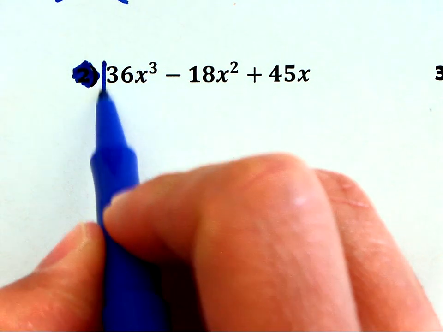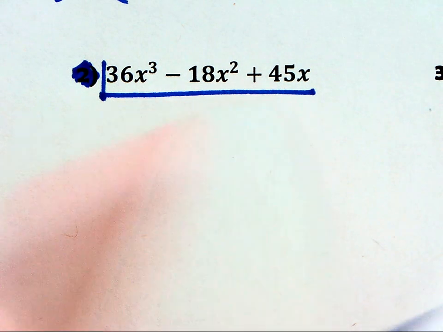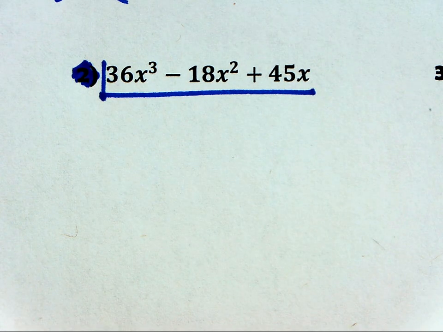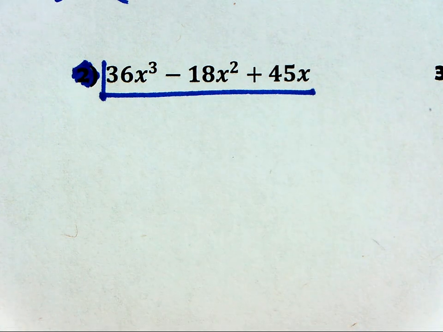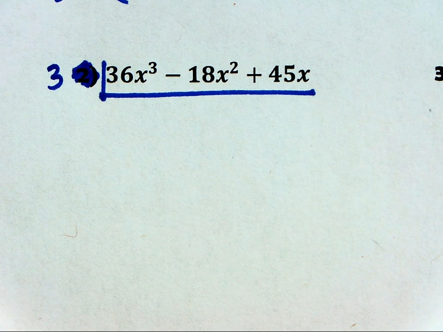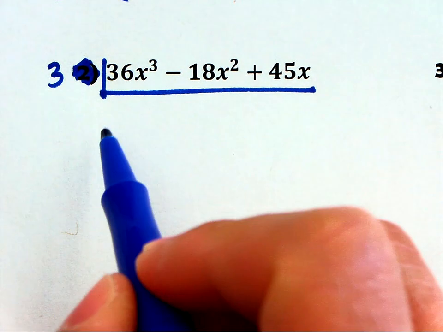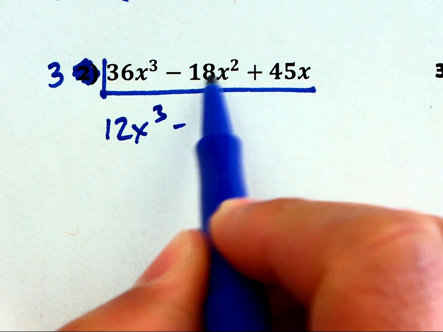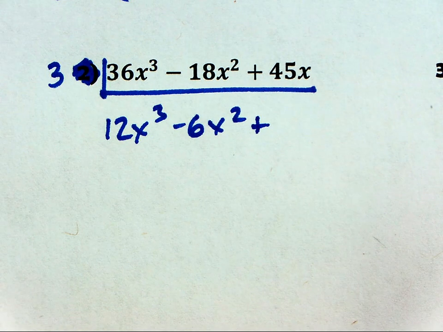All right, so the values here are a little bit larger. We've got 36, 18, and 45. So geez, what's going to divide all those? Well, I know at the very least it's divisible by 3. So let me just start there. There might be a bigger number it's divisible by, and if so, I'll catch that later. But I know I can start with 3. So 36 divided by 3 is 12, 18 divided by 3 is 6, and 45 divided by 3 is 15.